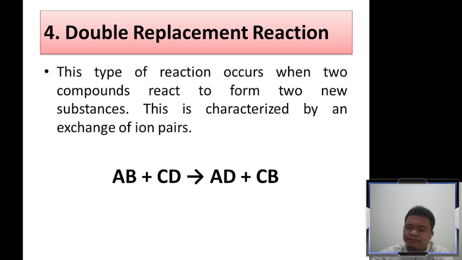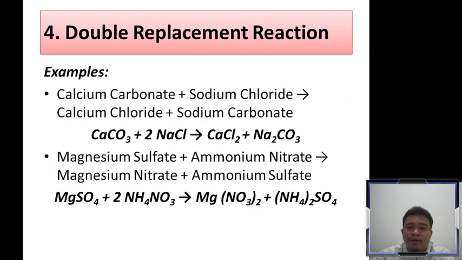But in a double replacement reaction, we do not actually need to use the activity series for metals and nonmetals, because in a double replacement reaction, the exchange of ions usually happens. So as you can see, AB plus CD, then an exchange of partners occurs, AD plus CB. Okay? So that's how you're going to identify a double replacement reaction. Let's say, for example, calcium carbonate plus sodium chloride yields calcium chloride and sodium carbonate. So let's take a look at it.